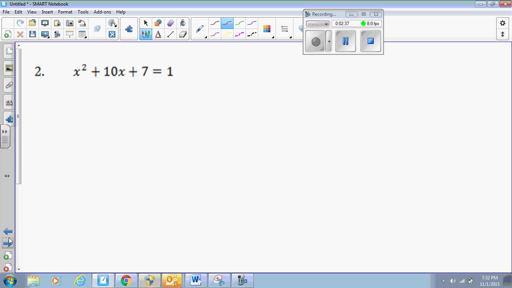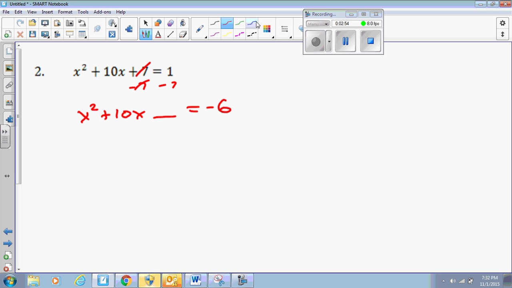Number 2 is going to be a little bit trickier because I have a 7 and I have a 1. I first want to get rid of that 7, subtract 7 from both sides. These are going to cancel. And I have x squared plus 10x, remember I'm going to leave a space, equals negative 6.